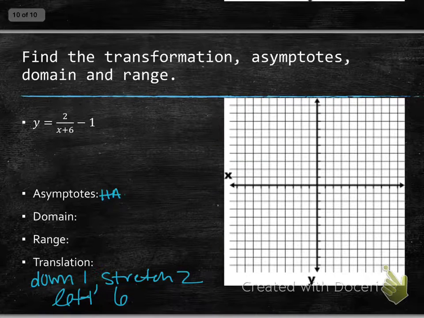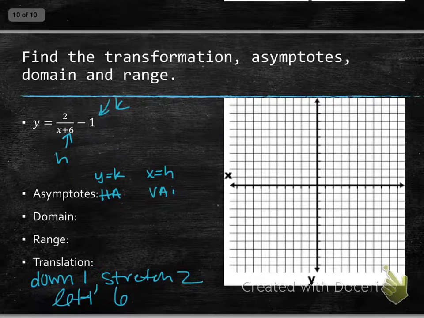Asymptotes, I got horizontal, vertical, y equals k, x equals h, h, k. So my horizontal asymptote is going to be y equals negative 1. My vertical is going to be x equals negative 6. So my horizontal, y equals negative 1, x equals negative 6. 1, 2, 3, 4, 5, 6.